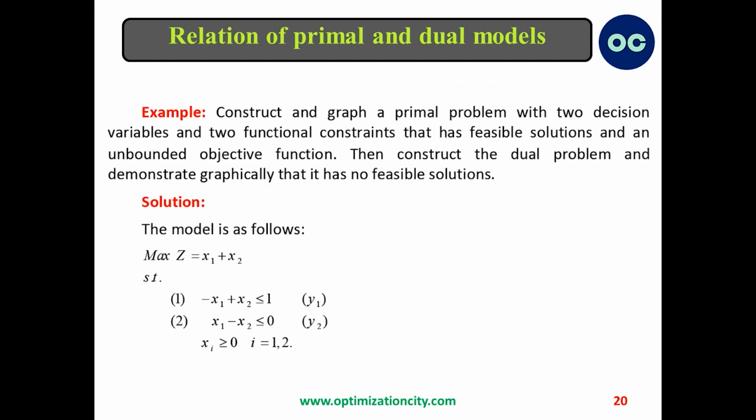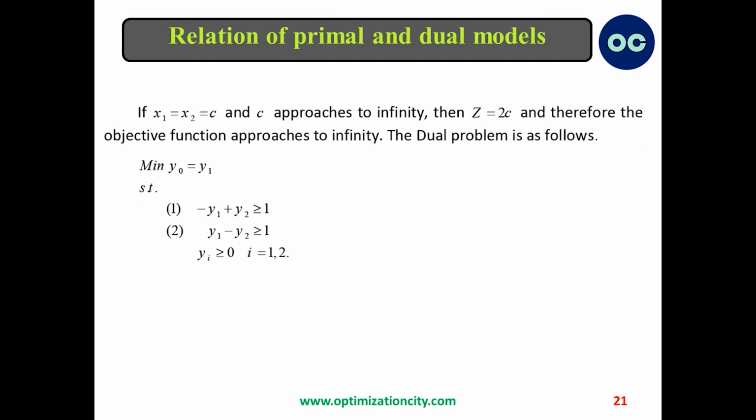Let's work on an example where we make and graph a primal problem with two decision variables and two functional constraints. This example will have a feasible solution but an unbounded objective function. Then we will make the dual problem and demonstrate graphically it has no feasible solution. Let's examine the scenario where x1 and x2 are equal to c and c approaches infinity, and z, the objective function, also tends to infinity. This implies that the objective function becomes unbounded.